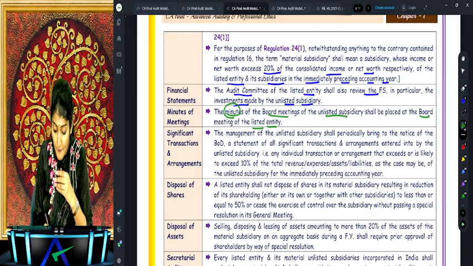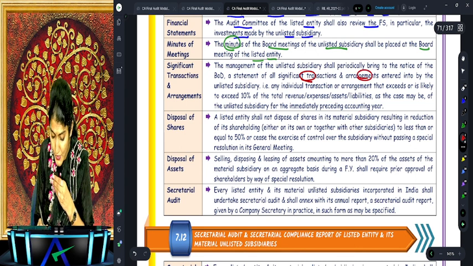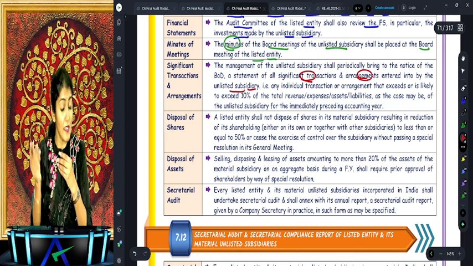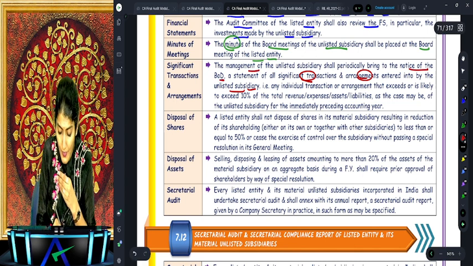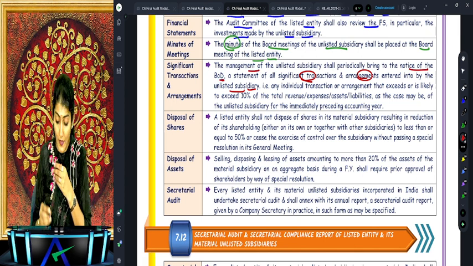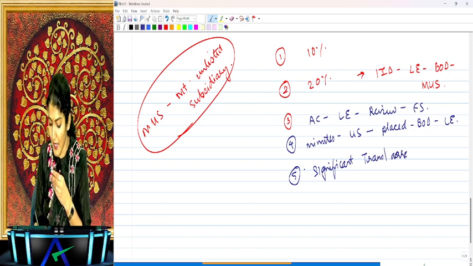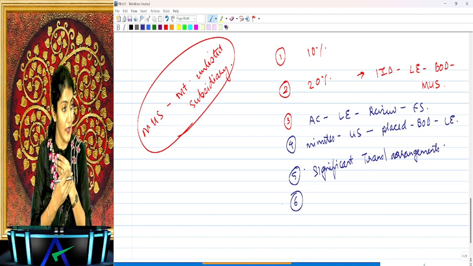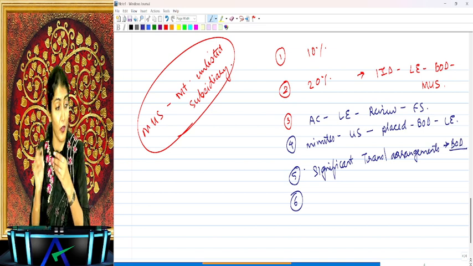Next one. Any significant transactions or arrangements entered into by the unlisted subsidiary, the management of the unlisted subsidiary will bring this to the notice of the board of directors. Right, so any significant transaction or arrangement of the unlisted subsidiary should be brought to the attention of the board of directors of the holding company. Are you getting it? So full remote control of the subsidiary is with the holding company. And significant transactions and arrangements have to be brought to the attention of the board of the listed entity.